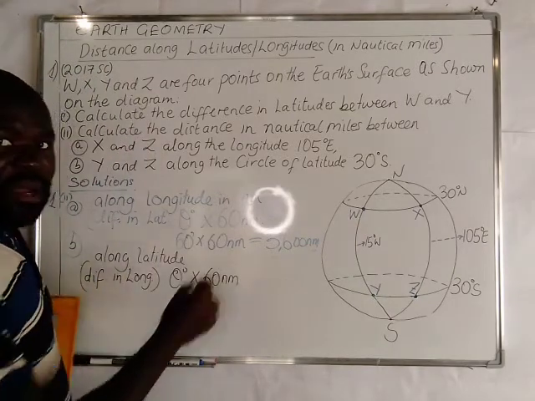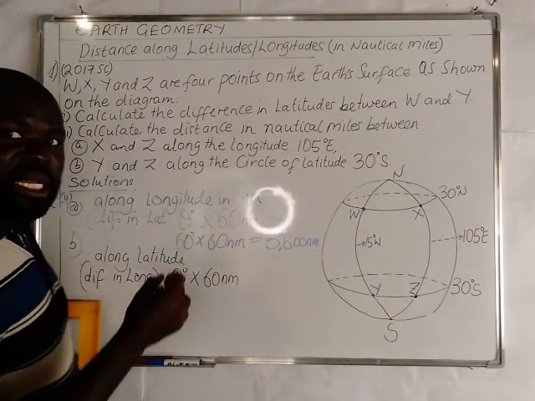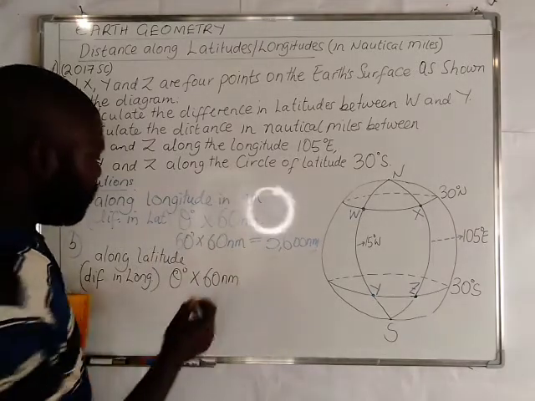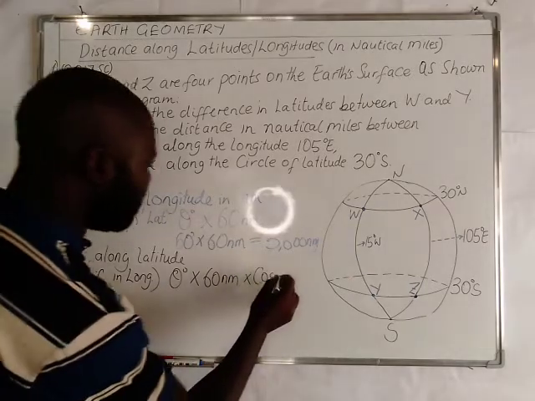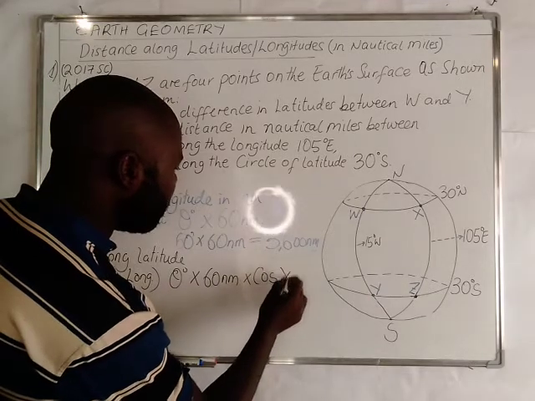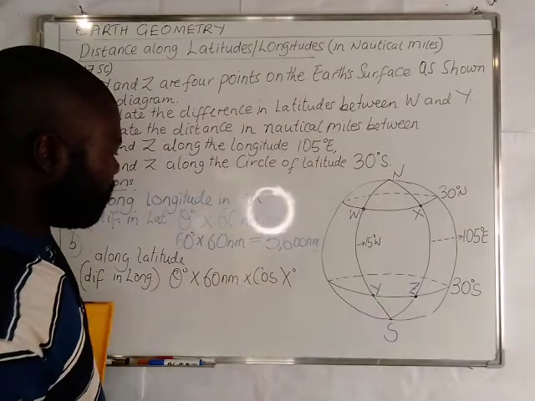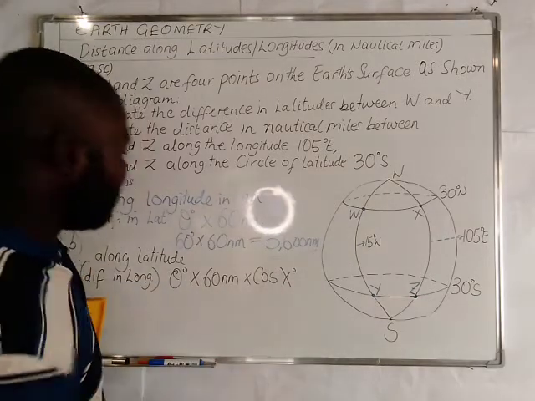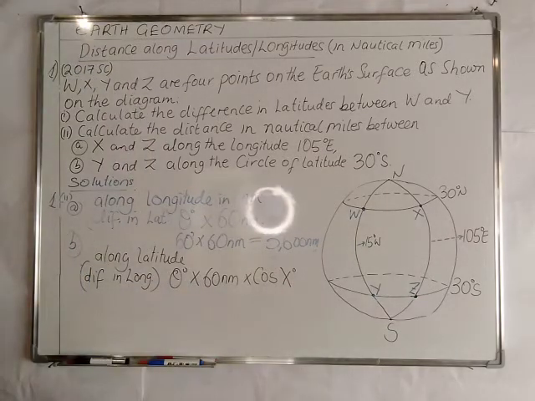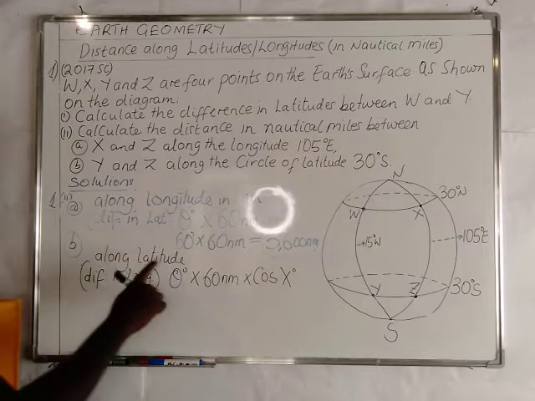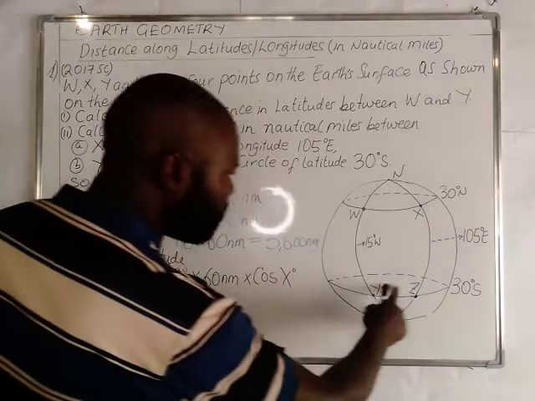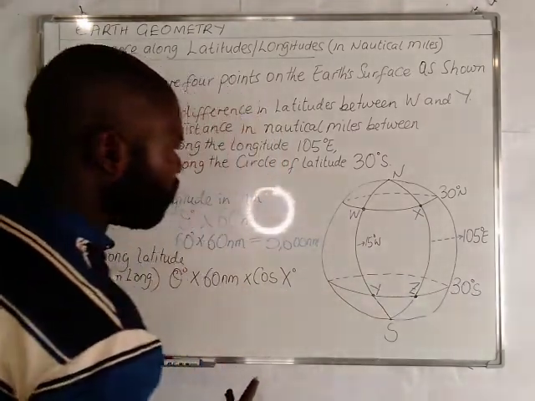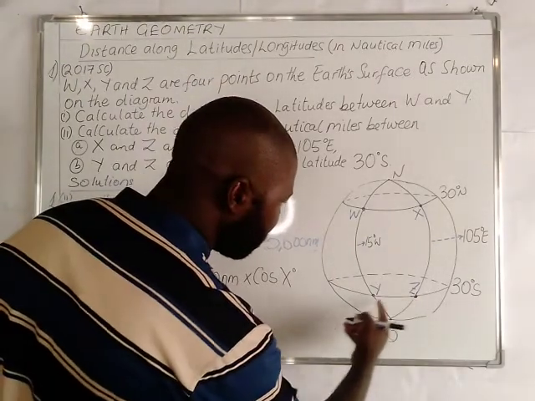Then, this time around, because each and every latitude has its own radius, we are supposed to say cos the name of the latitude. Let it be equal to, let us call it cos x degrees. Okay, so in our case, we are getting the distance between y and z along latitude 30 degrees south.